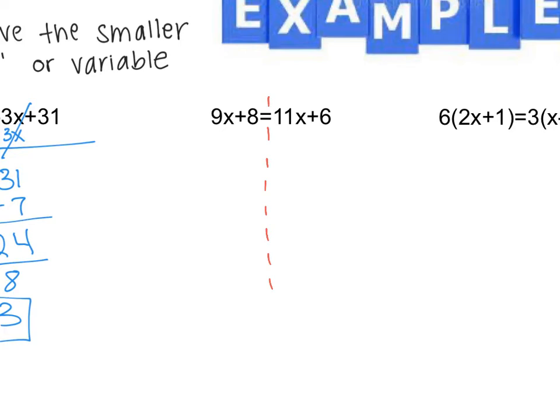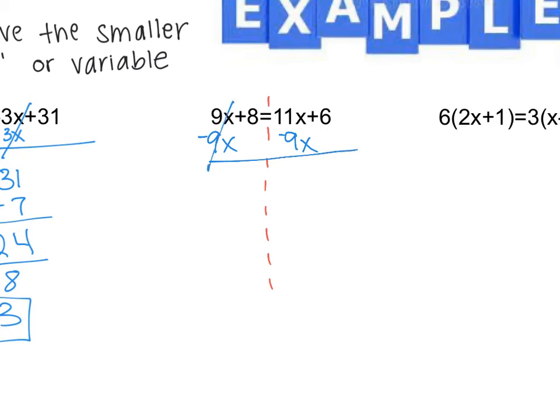We don't have any distributing. We don't have any combining. I like to move the variable first. So I almost started doing that opposite for you. It doesn't matter what you do, but to stay in the same kind of steps, I look for the smaller one and I move that first. So 9x is smaller than 11x. So I'm going to subtract 9x's from both sides.